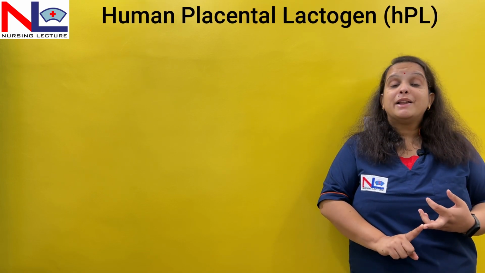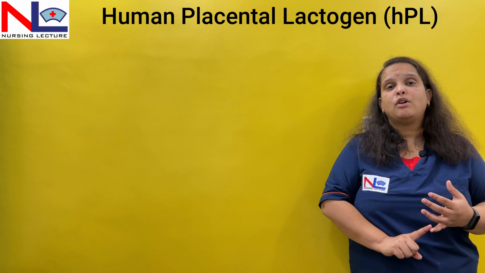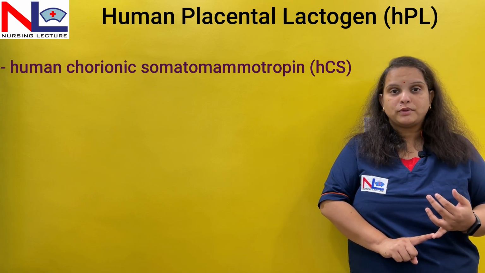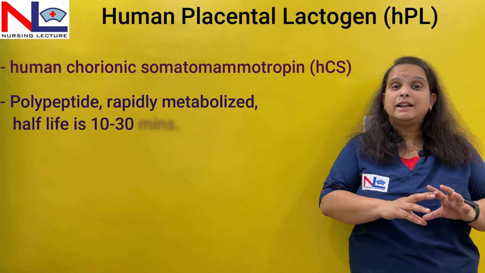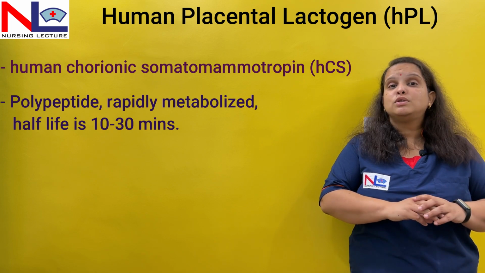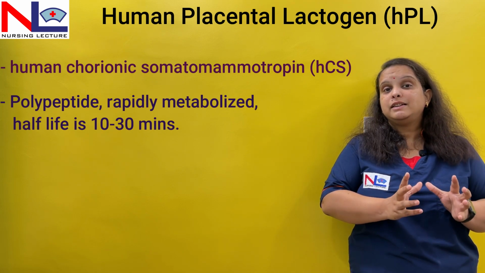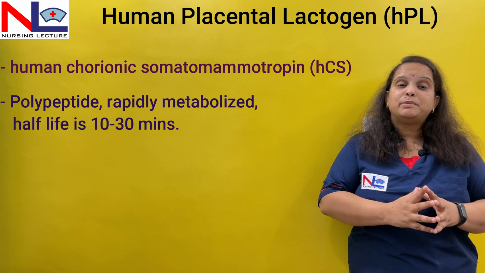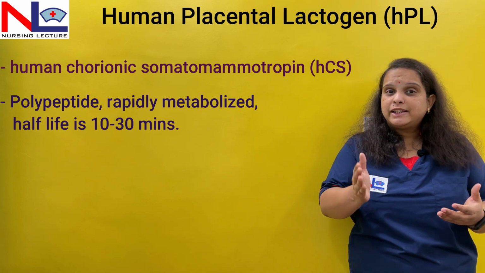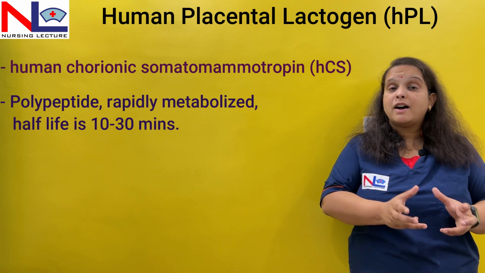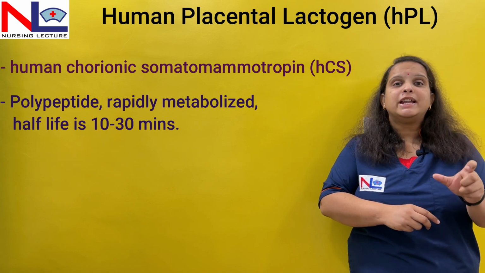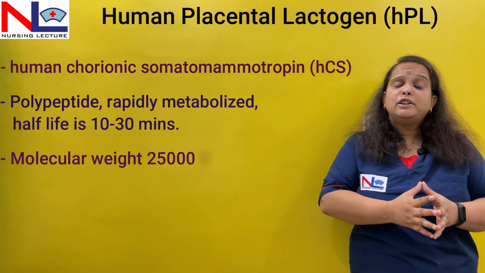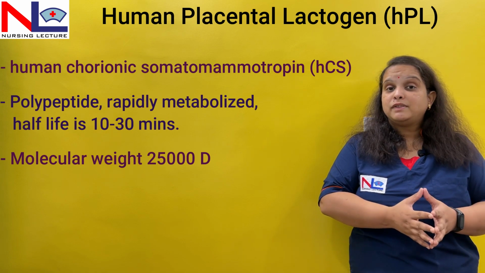And the other protein hormone is the human placental lactogen, also called human chorionic somatomammotropin hormone. This is another protein hormone, but it has no glucose or carbohydrate composition. It is formed only by a polypeptide chain, so it is catabolized and metabolized fast in maternal circulation. Thereby its half-life is very low, around 10 to 30 minutes. And the molecular weight of HPL is around 25,000 Dalton.